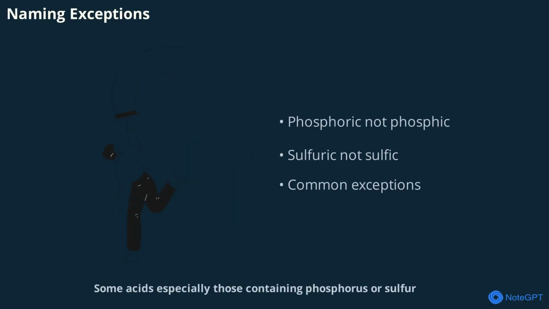Some acids, especially those containing phosphorus or sulfur, have slight spelling exceptions in their names. For instance, phosphoric acid is used instead of phosphorichic acid. These exceptions are important to remember, as they appear frequently in both academic and professional chemistry settings.